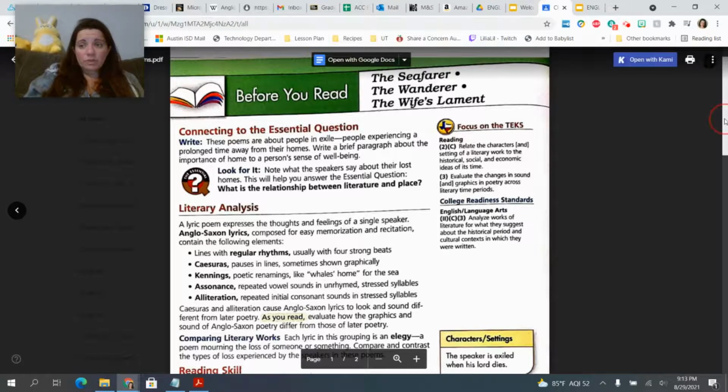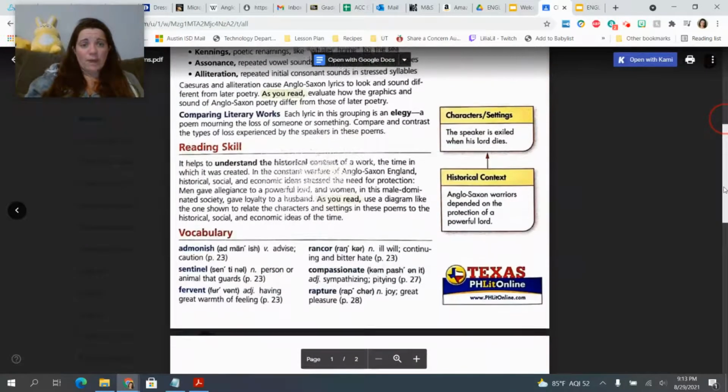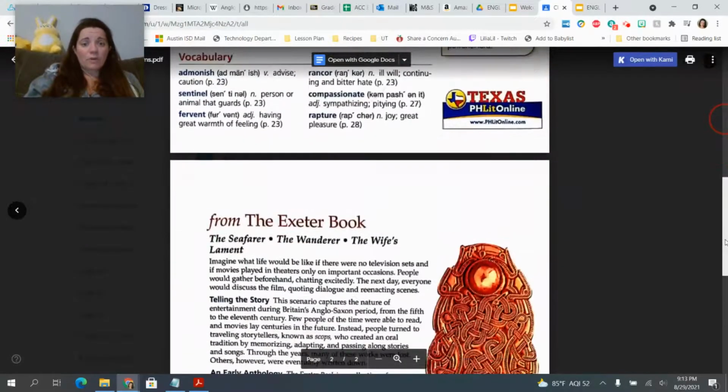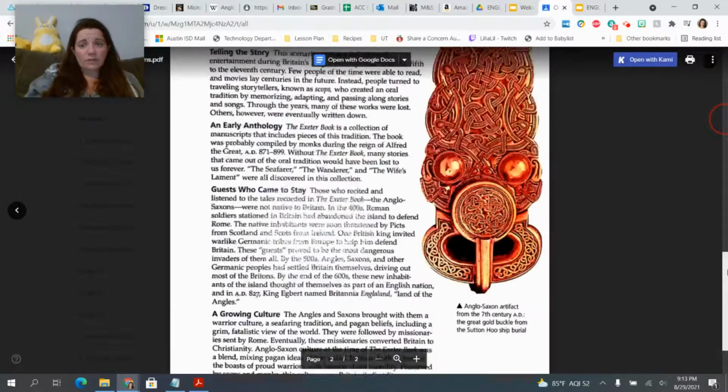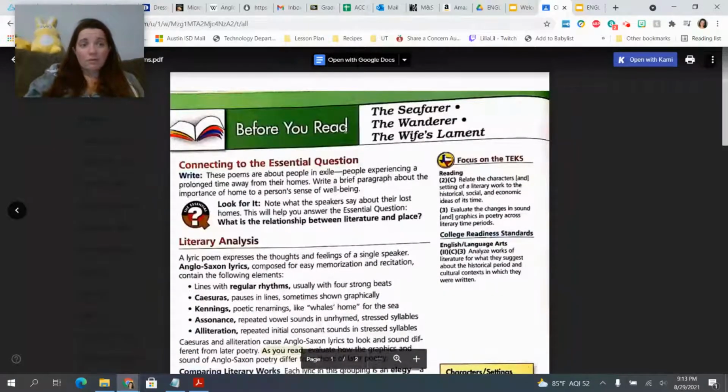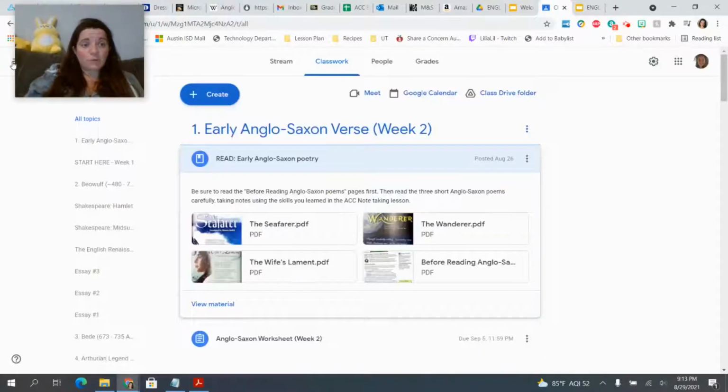So please make sure that you have read through these 2 pages of background information, gotten those vocab words here. As I told you about before, there's a little bit more background information about the Exeter book, which we learned a little bit about in my lecture today. You can get a little bit more information here in the reading. So just those 2 pages of background information to help get you set up.